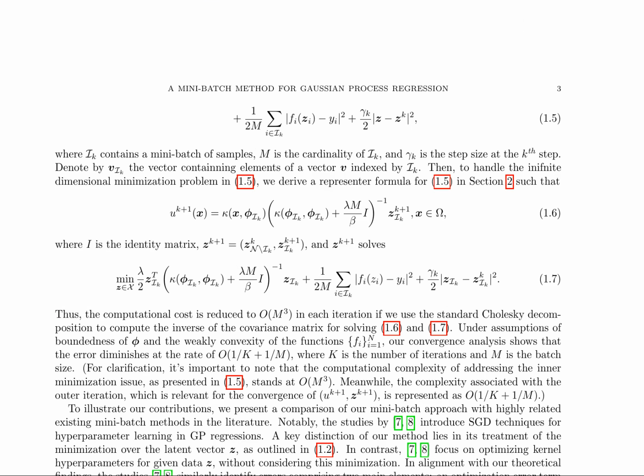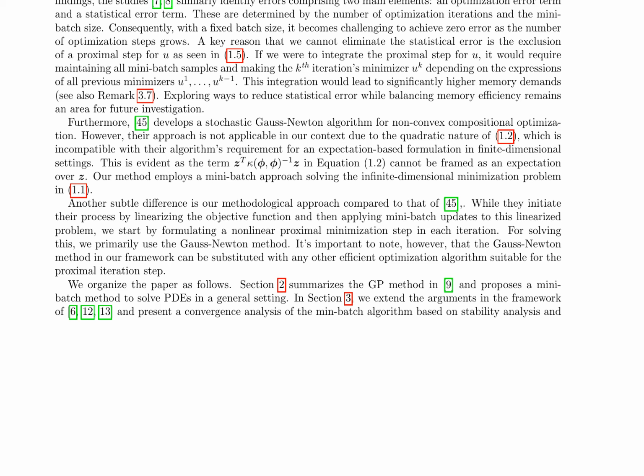This paper introduces a novel mini-batch method for Gaussian process regression, which significantly reduces the computational complexity and memory consumption associated with traditional Gaussian process methods. The proposed approach solves an infinite-dimensional minimization problem by employing a representer theorem, allowing the computational cost to be reduced to O(m cubed) in each iteration. This is achieved through the use of a mini-batch approach, where the minimization over the latent vector z is considered in the optimization process. The author's convergence analysis demonstrates that the error decreases at a rate of O(1/(k+1)^m), where k is the number of iterations and m is the batch size.